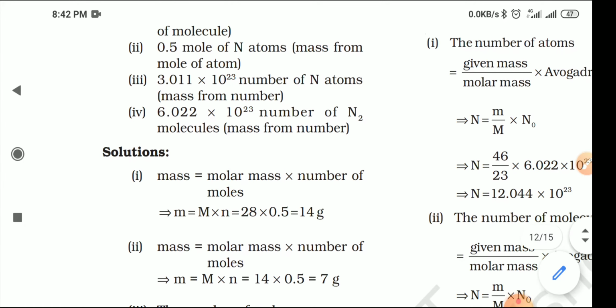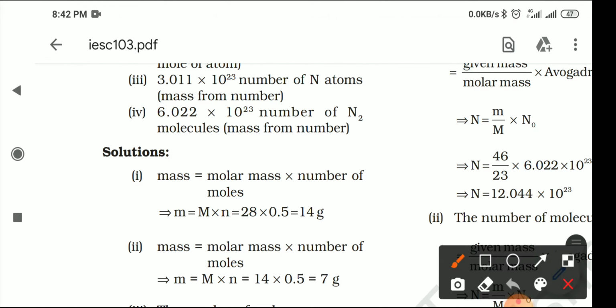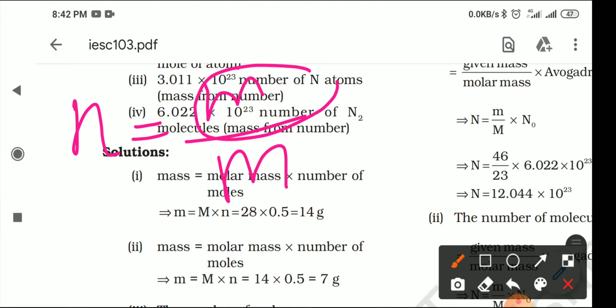Now let's solve. As we know, the mass equals molar mass into the number of moles. When we talk about the number of moles, it is small n, and the formula was given mass over molecular mass. Now we have to calculate this small m, so what will be the formula? Definitely it should be multiplied with the number of moles.